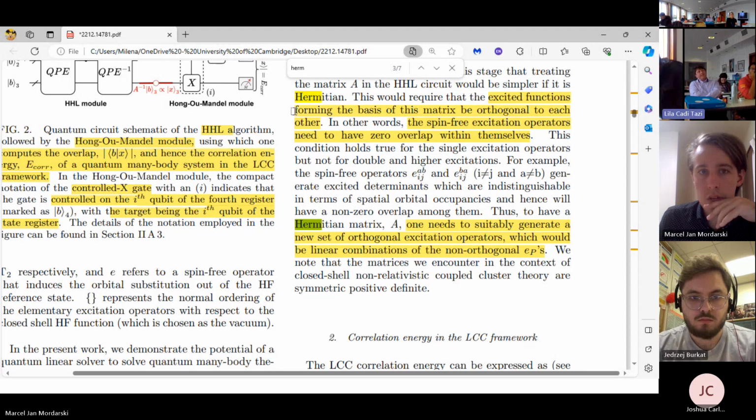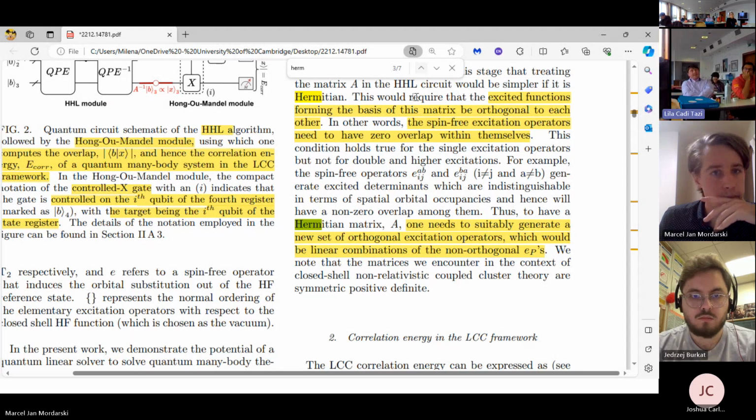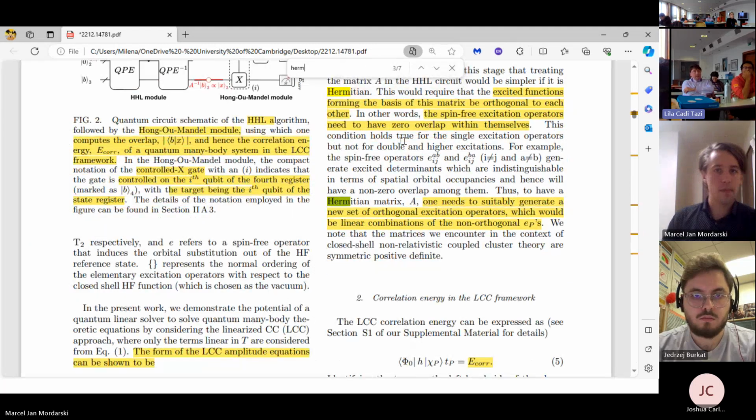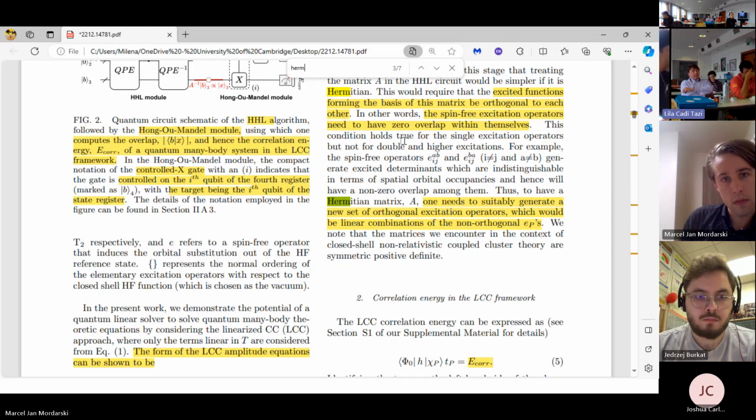I mean, HHL, you can apply it to any problem that's solving linear sets of equations, right? But you might not want to apply it to that problem. It depends on what the complexity is going to end up being. So do they address that here, like why they think this is a good application of HHL?